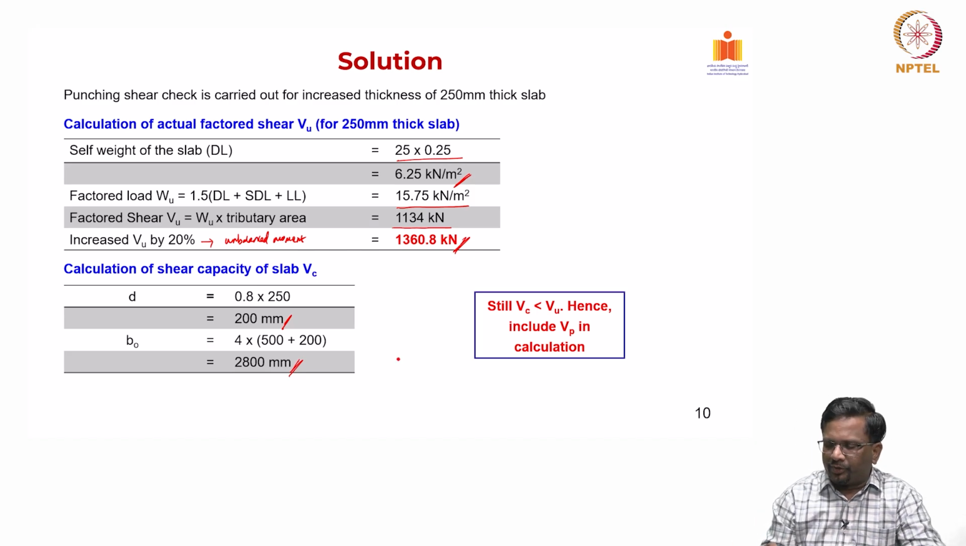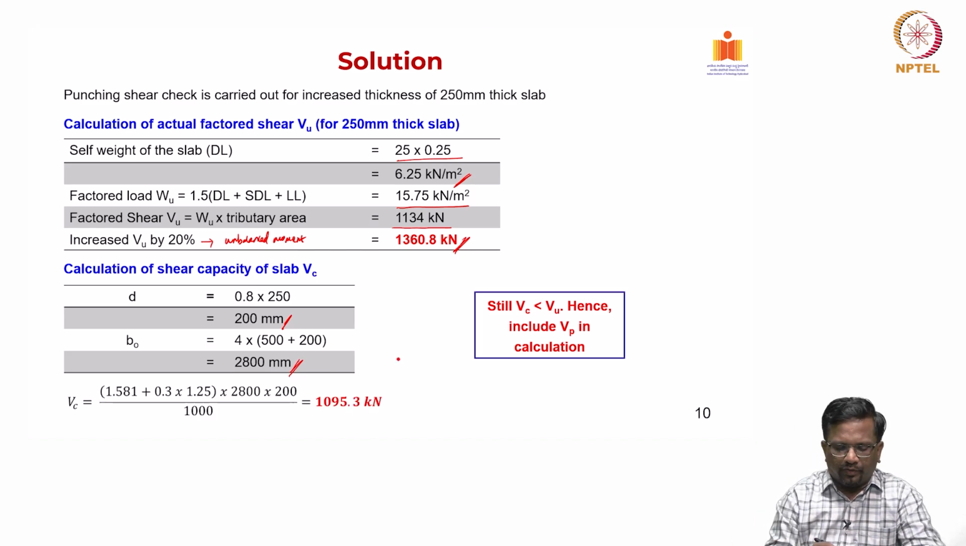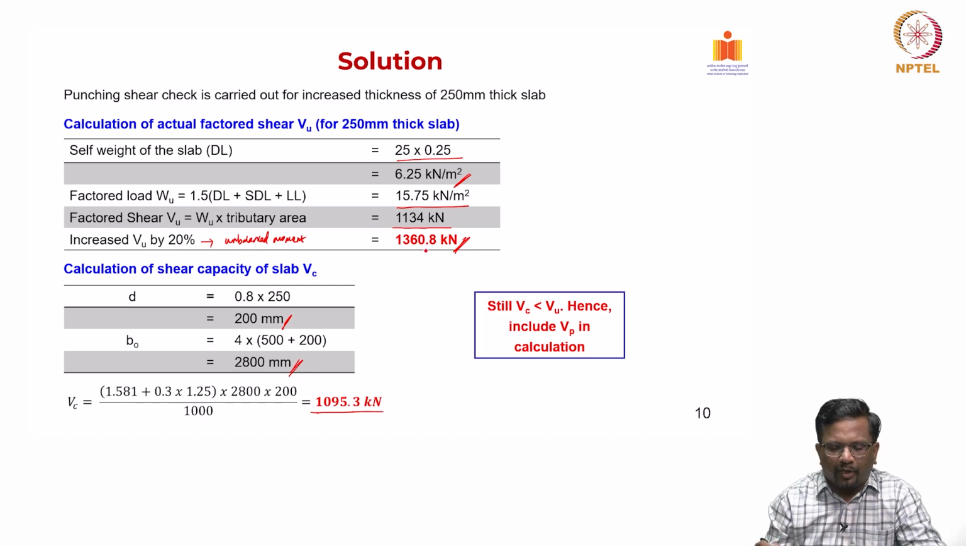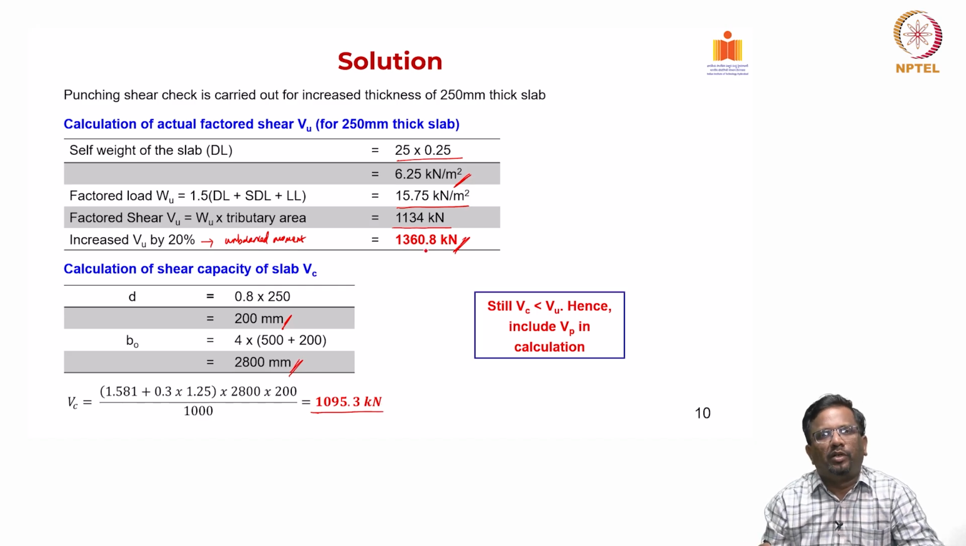So, if you substitute in this, Vc works out to be 1095.93 kilonewton, 1100 we can say, but the demand is 1361. So, you can see that we are off by 260 kilonewton roughly, right. So, 260 kilonewton is what we are short of. So, now that I have increased to 250 millimeter, still the demand is higher.